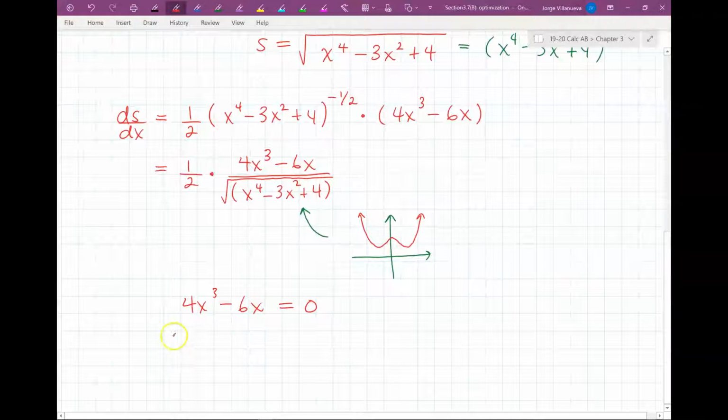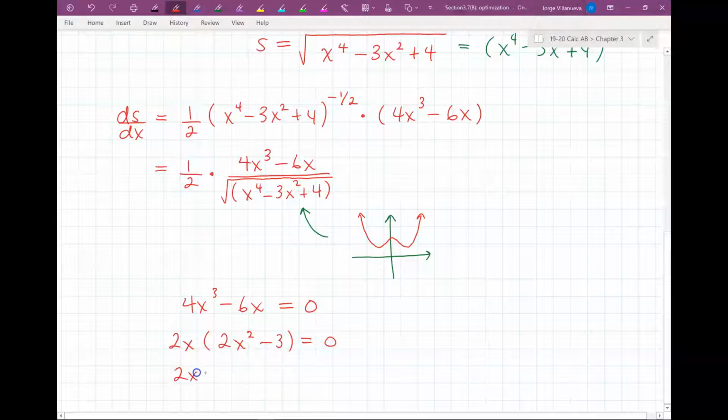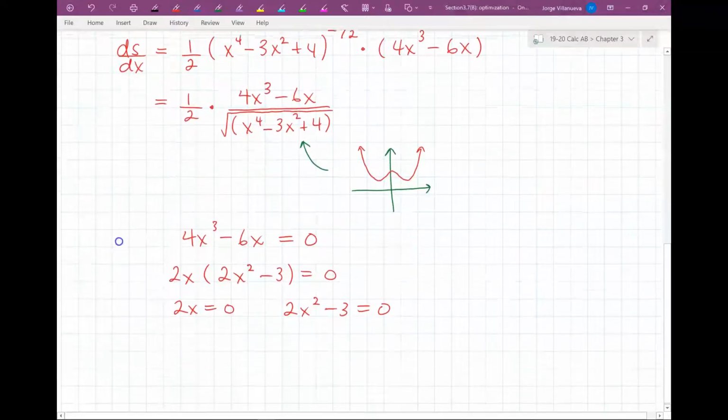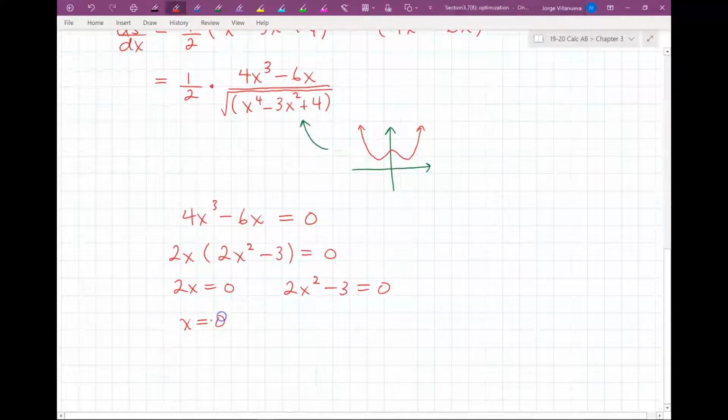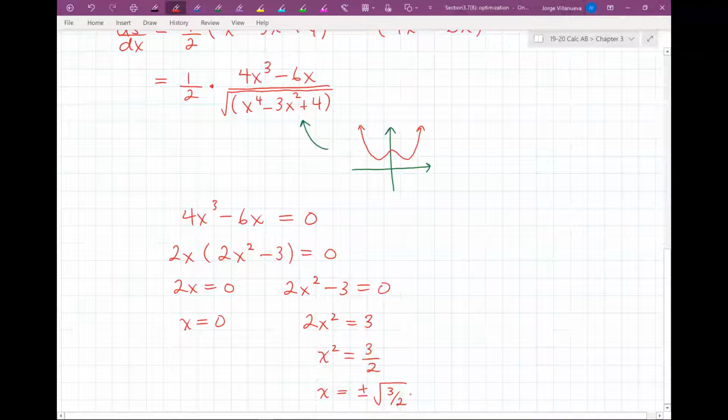But in our case, we're going to take out a 2x. That'll leave us with 2x squared minus 3 equals 0. So 2x is equal to 0, or 2x squared minus 3 is equal to 0. So either x equals 0, or 2x squared equals 3, x squared is 3/2, or x is plus or minus radical 3 over 2. Notice 3 different solutions. Right? So I have 3 different answers.